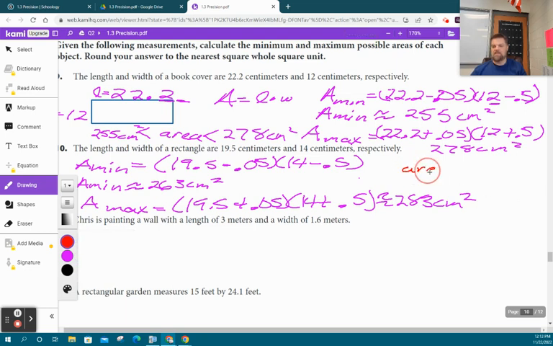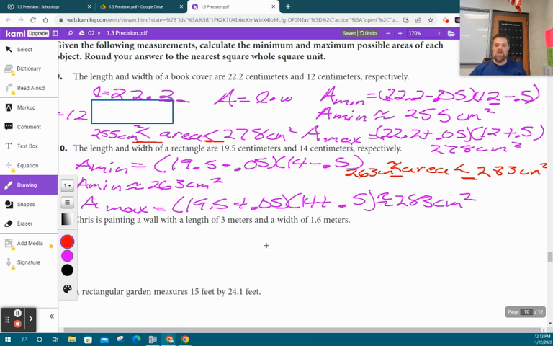The area is between, oh, you know what? This should be an equal sign because it can equal this too. So I'm going to put an equal sign. The area minimum in this case is 263 centimeters squared, and then 283 centimeters squared. Okay? Let's do the next one.